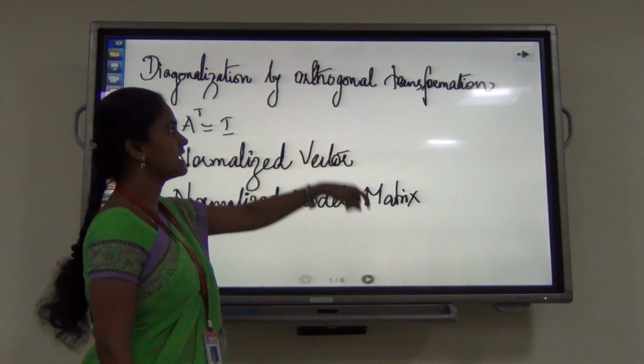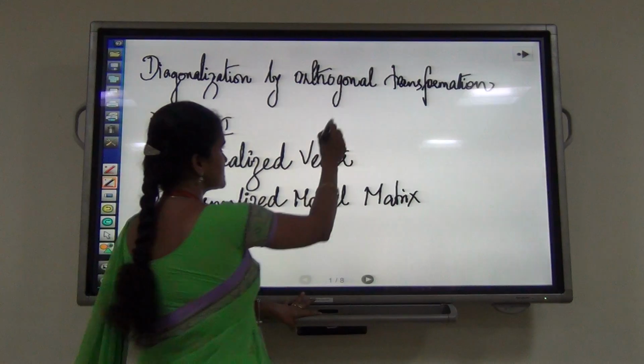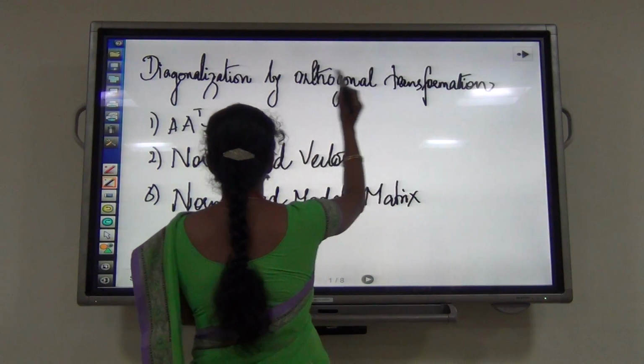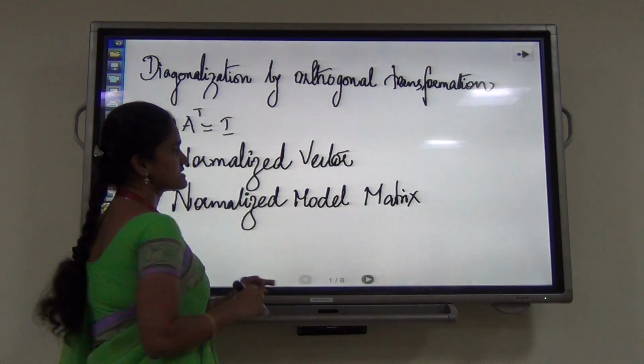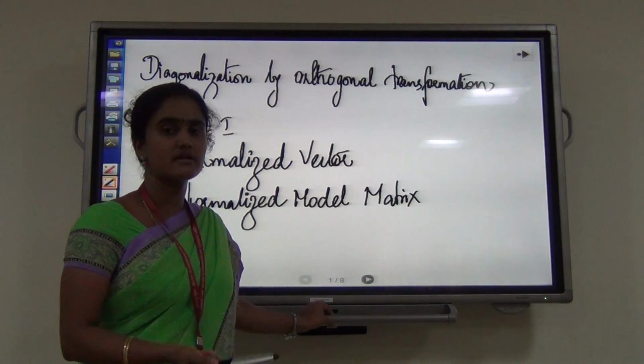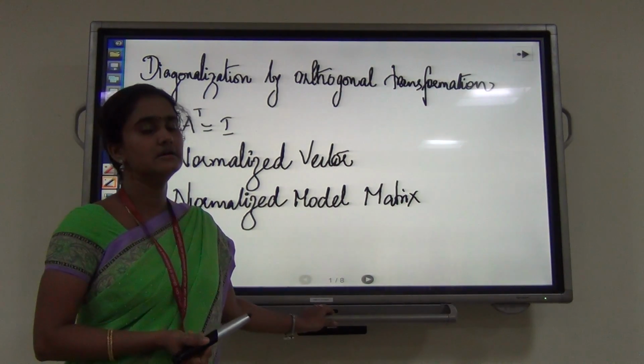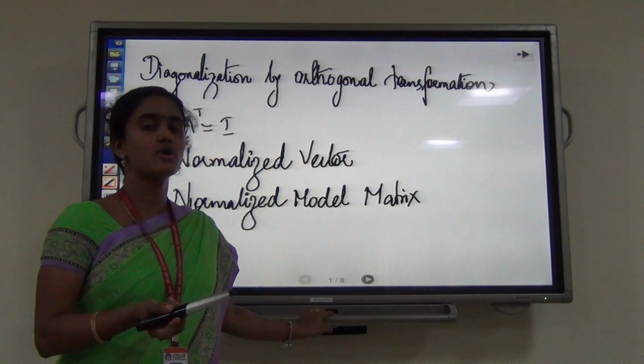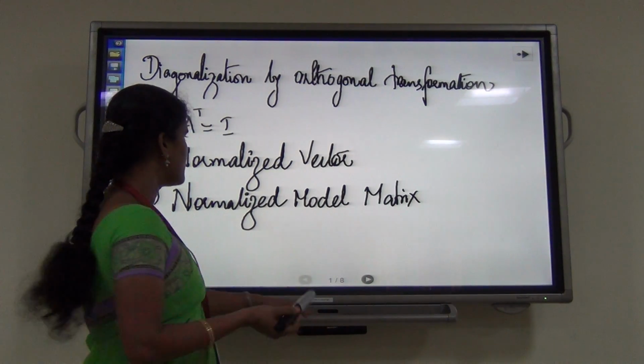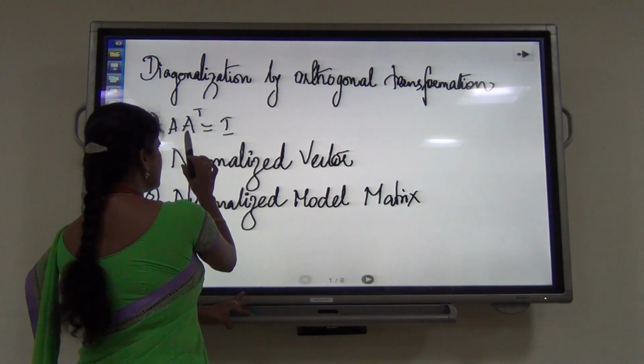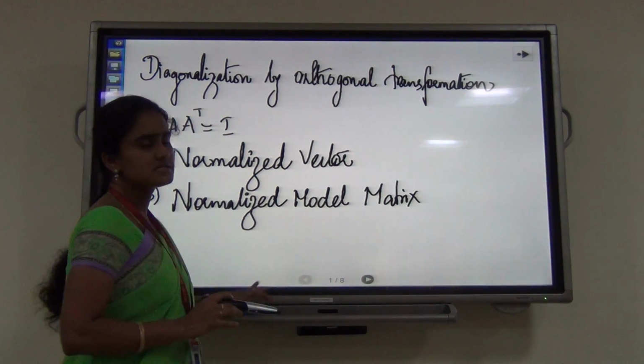Diagonalization by orthogonal transformation. So we should know what this orthogonal transformation is, and diagonalization is nothing but getting the diagonal matrix of a square matrix A. Of a square matrix, we call that matrix A. So here A transpose A is equal to I. This is a property.